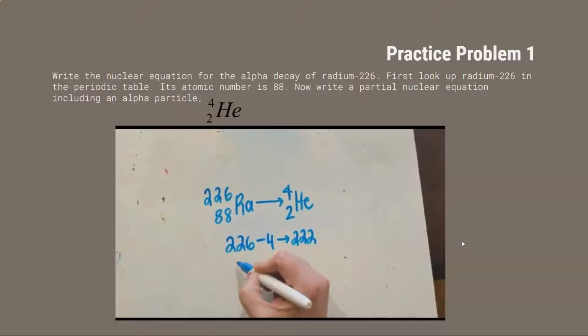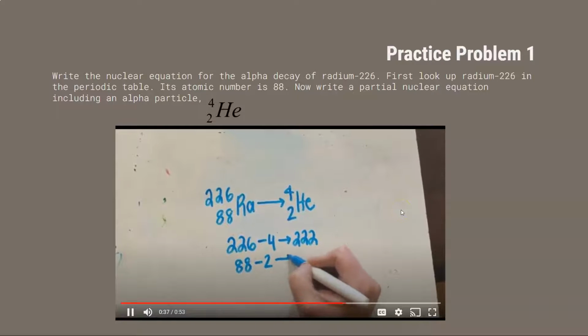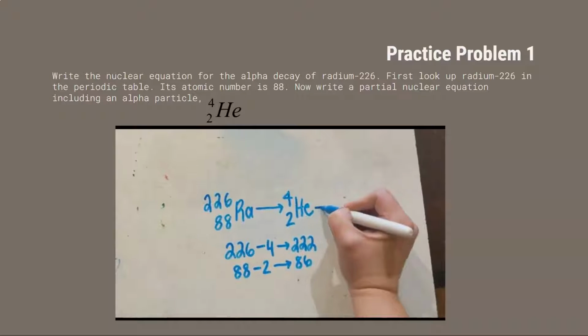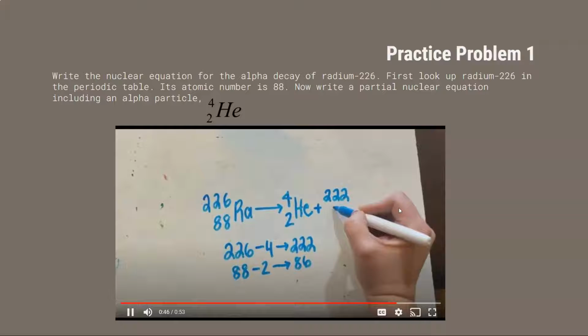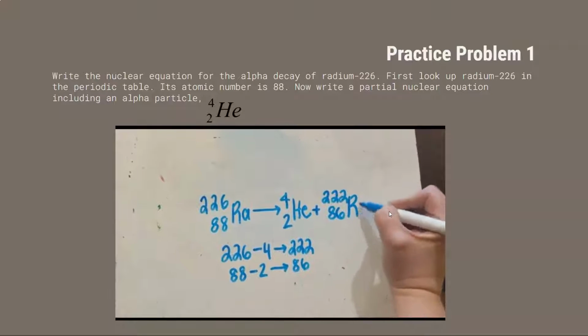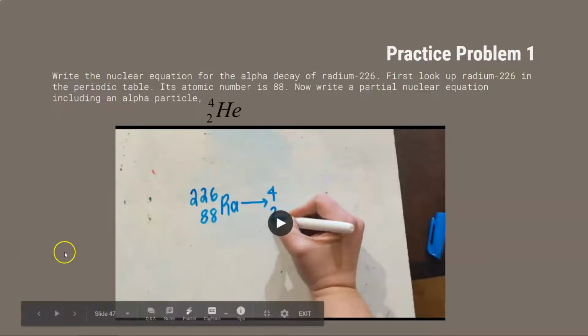So in the end, I get 222 as my new mass. I take my atomic number, subtract the 2 from it, and I end up with 86 as my new number. So I put my atomic mass of 222 and my atomic number of 86. I go to my chart and find that it is radon. So that is how we create an alpha decay equation.